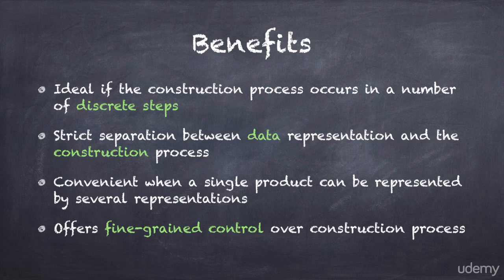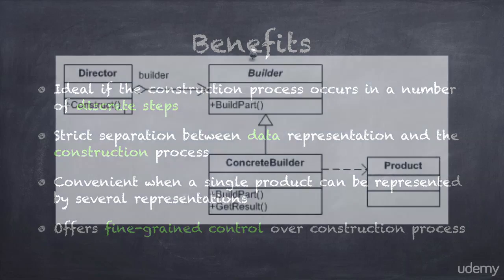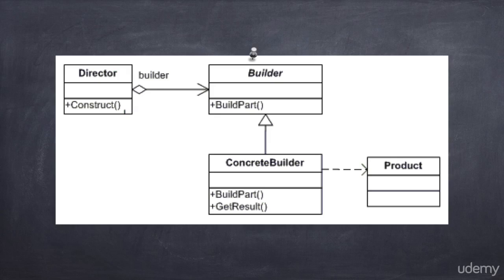Here is the UML diagram of the builder pattern. The pattern is fairly simple, with only a few classes. The builder class is an abstract base class that specifies an interface for creating the parts of a product. Usually, this interface will be in the form of multiple abstract buildPartXXX methods. The director will call these methods in the correct order to assemble a product.